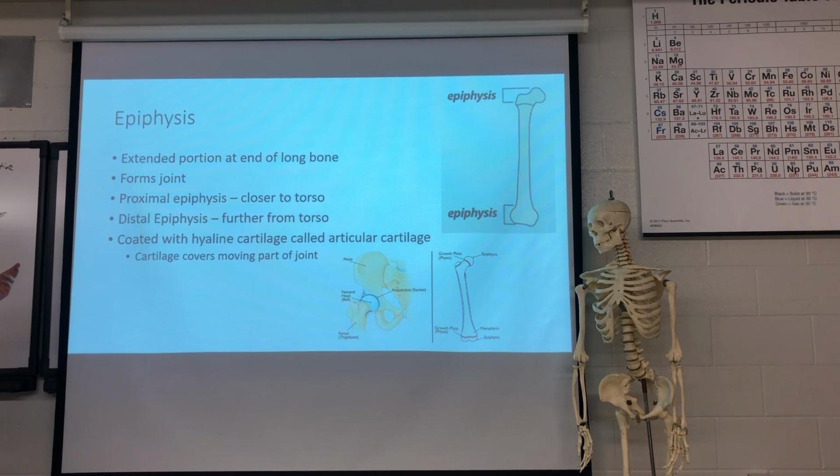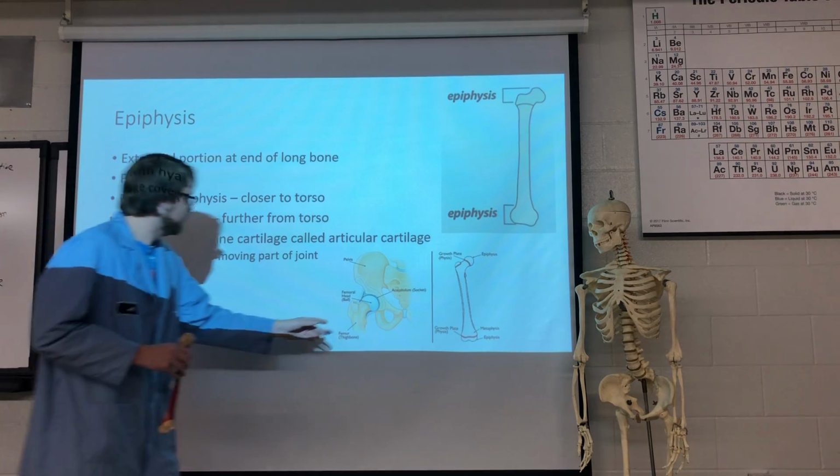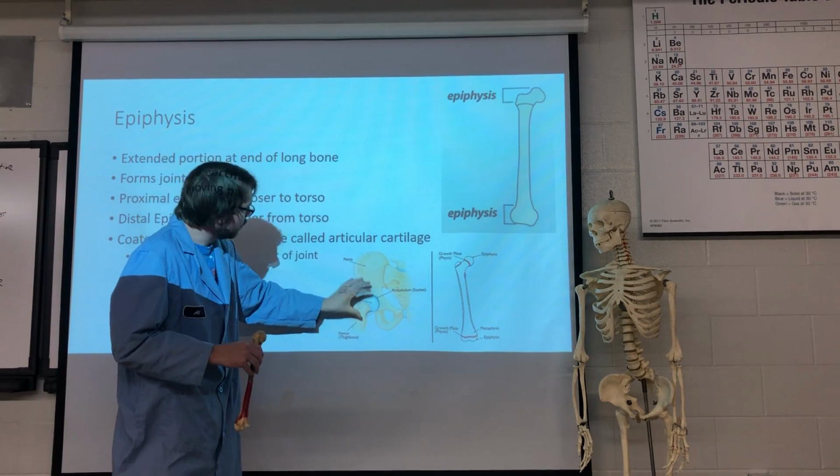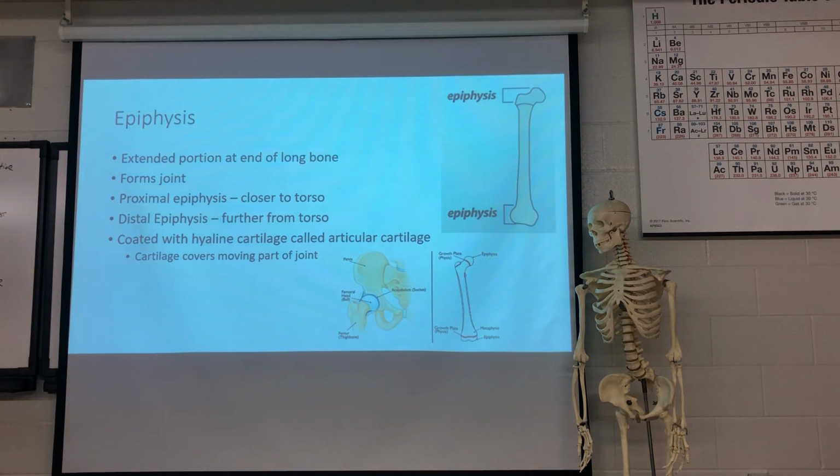So there are two of these. You have a proximal epiphysis, which is closer to your torso. You have a distal epiphysis, which is further from your torso. So this ball and socket would be proximal. This would, of course, be distal. This will be coated with hyaline cartilage called articular cartilage. When we say articular cartilage, that is hyaline cartilage that is just in a joint capsule. The cartilage covers the moving part of the joint, so it is one of the friction reducing measures that exists within a joint.